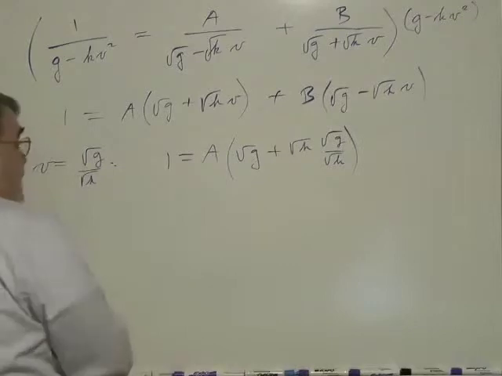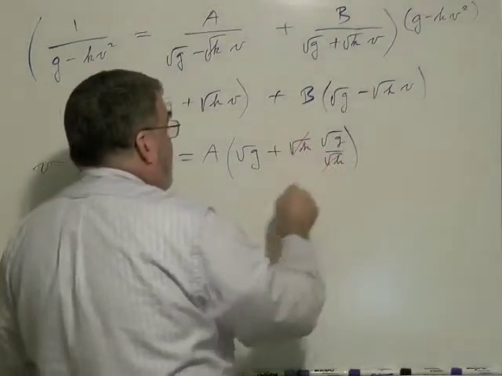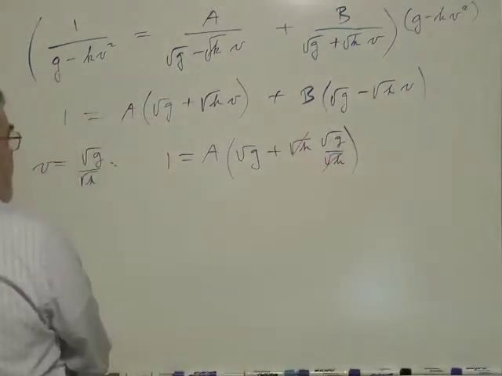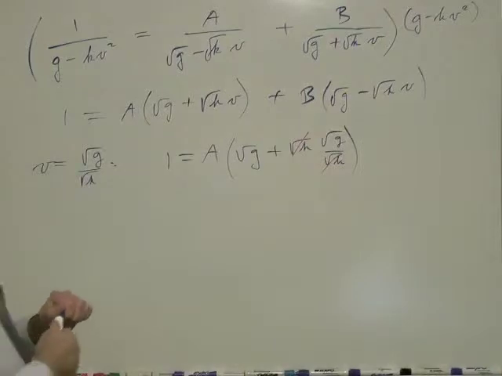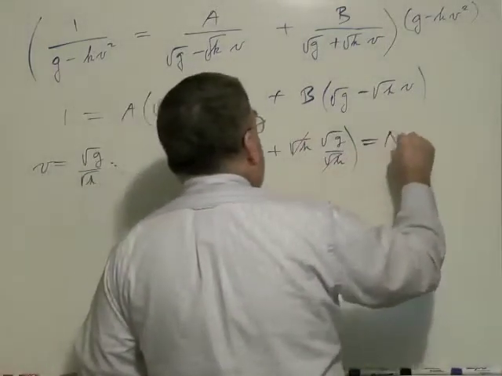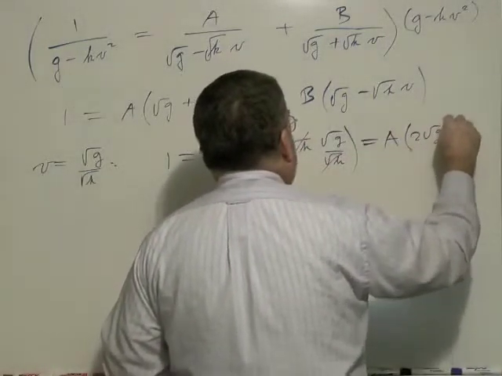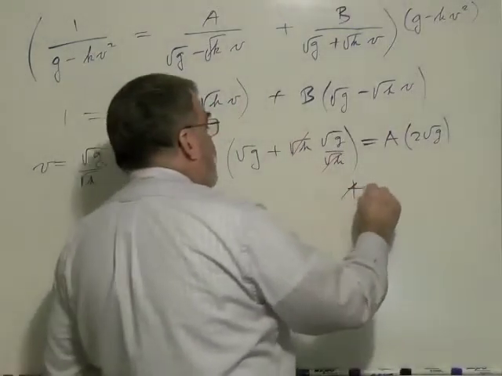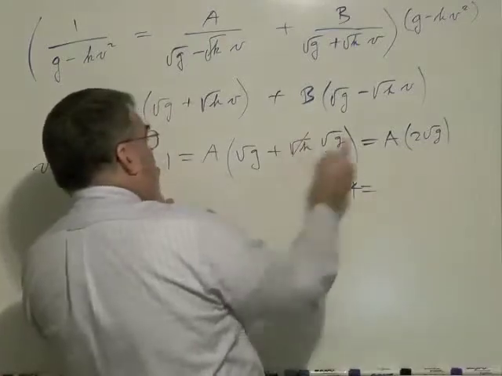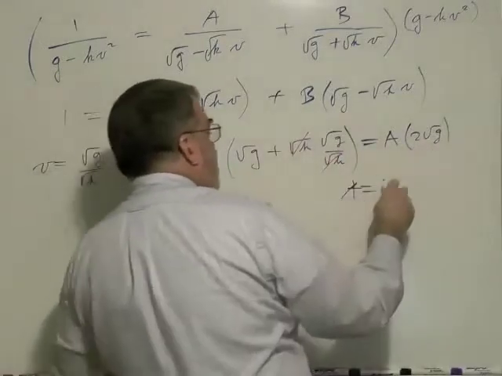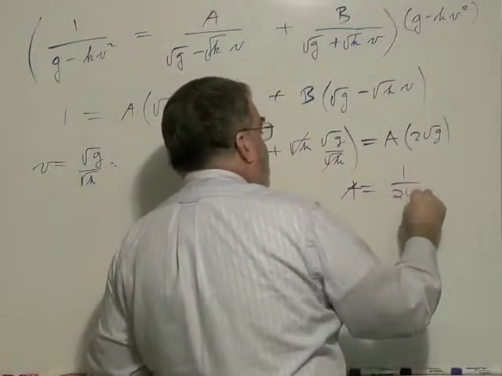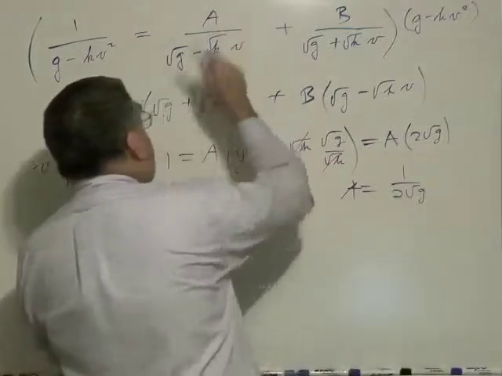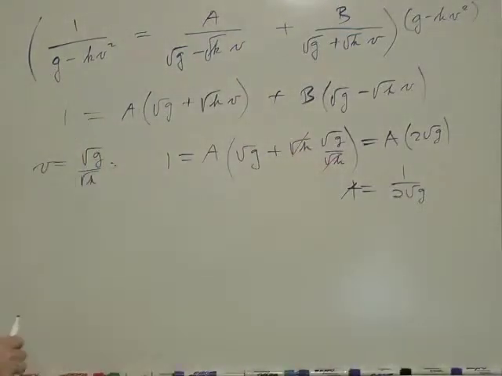And a nice thing happens here. Those two square roots cancel, and I have square root of g plus square root of g, which is a times 2 square roots of g. So this tells us that a, divide here, a is equal to 1 divided by this term, 1 over 2 square roots of g. Alright, so I've solved for that constant.